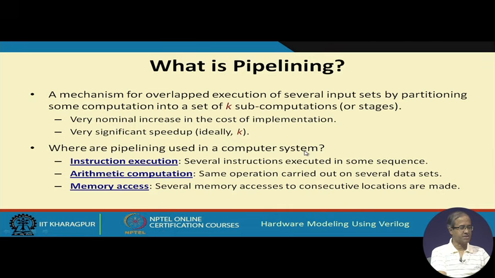Now, in a computer system, pipelining can be used to speed up operations in various different places. When instructions are executed, this is called instruction execution. When arithmetic computations are going on, addition, subtractions, multiplications, there also we can use pipelining to speed up. And memory access: when a large number of memory accesses are going on consecutively, using pipelining we can speed up the overall access time of the memory using some efficient technique. Fine.